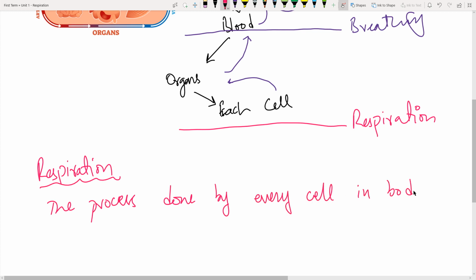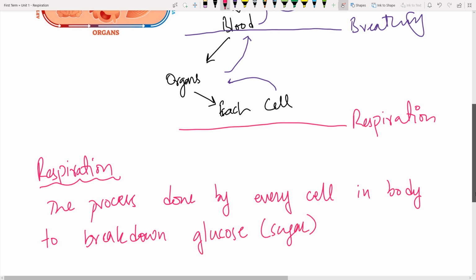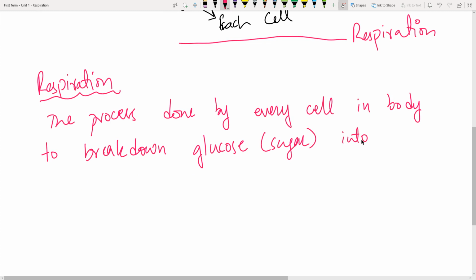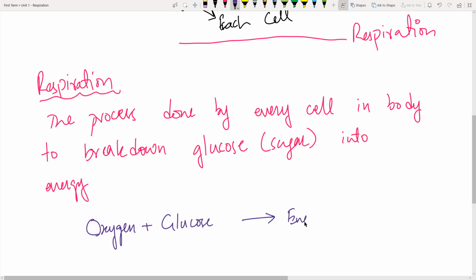to break down glucose or sugar, anything that we have, any food, into energy. So what is the reaction? I'm going to write the reaction for this: oxygen, which is supplied by the blood, plus glucose gets broken down into energy that is used by our body to perform its functions, and carbon dioxide, that we exhale.